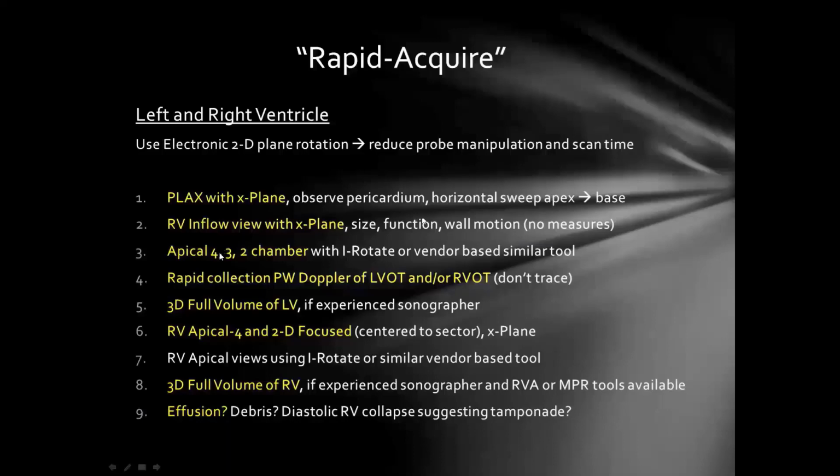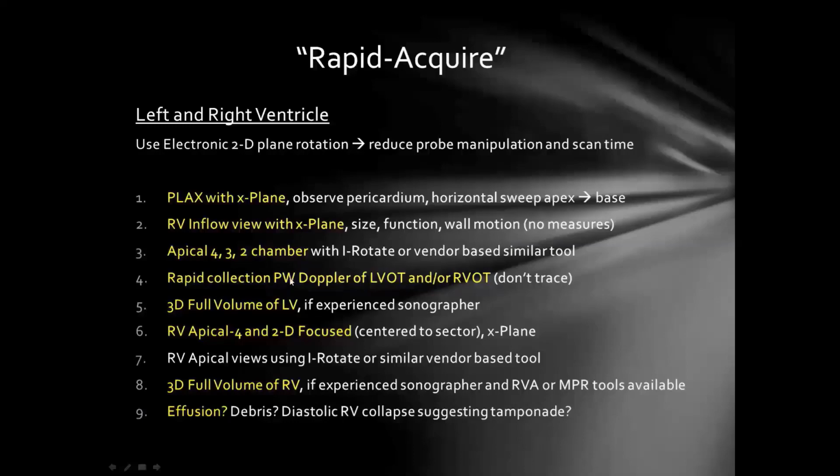Then go to your apical view. You can get your 4-3 2-chamber view using your iRotate tool on your cart or whatever vendor-based tool you have. You go to 4-chamber, rotate the scan backwards and get your long axis, get your 2-chamber. And if you have your apex focused on the sector, these should all be very relevant. You'll see the wall motion, you'll see the nature of the myocardium in terms of interstitial edema, and you'll move on. Then you can do a rapid collection if they think it's necessary.